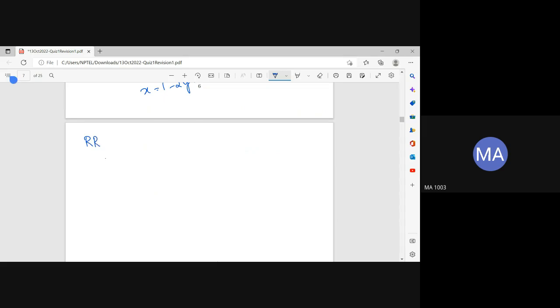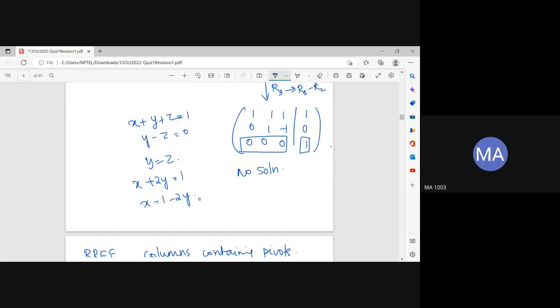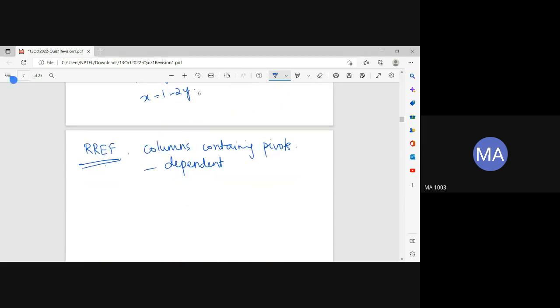So the concept of independent and dependent variables, we consider that only in RREF. In RREF, columns containing pivots correspond to variables, right? You take columns containing pivots and the corresponding variables are called dependent variables. Whenever there is no pivot in a column, the corresponding variable is independent. When you have independent variables, there will be infinitely many solutions.